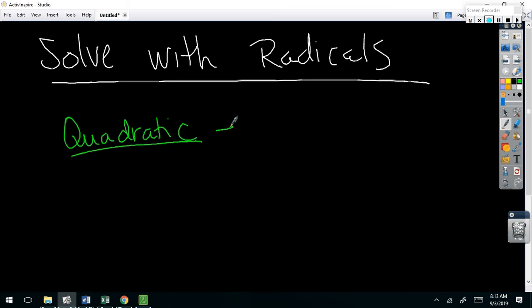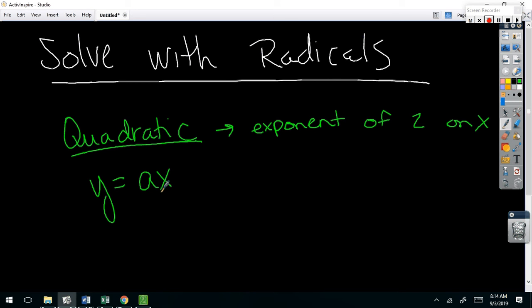A quadratic has an exponent of 2 on x. Whereas linear, you know, is just mx plus b or ax plus by. The standard form of a quadratic looks like this: ax squared plus bx plus c. Remember, these are coefficients. Those are numbers that go in and change it to make it a quadratic. You don't have to have every single one, but you have to have that x squared in it to make it a quadratic, and that's got to be the biggest exponent.